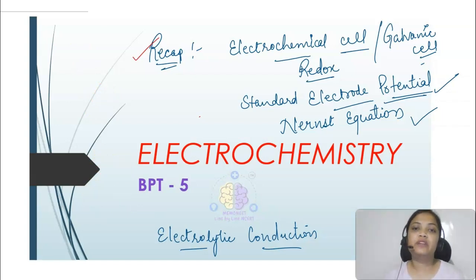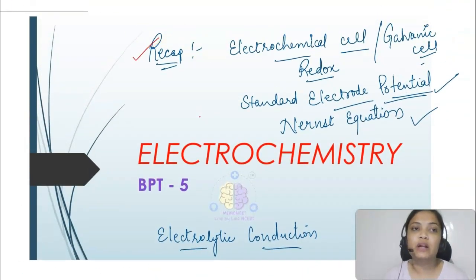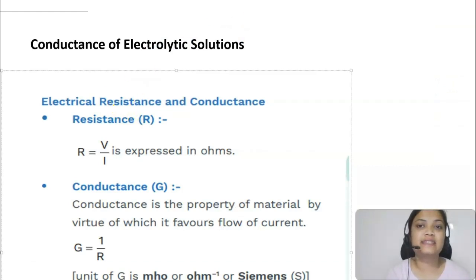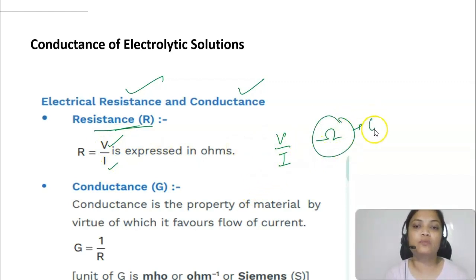So students, when we talk about electrolytic conduction, there are few terms that we need to understand. Let us see that. You might have studied these terms, electrical resistance and conductance, in physics. Resistance means the hindrance to the flow of current. Resistance is V upon I, voltage upon the current, which is expressed in ohms. So ohm is the unit for resistance.